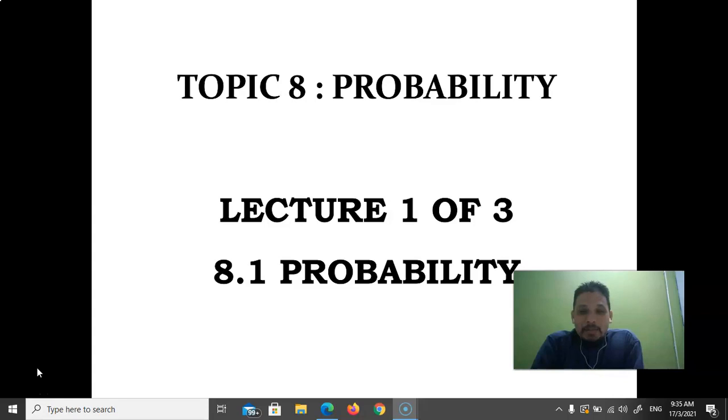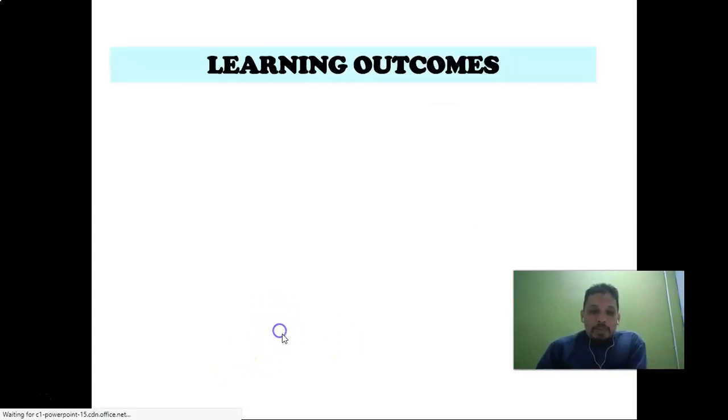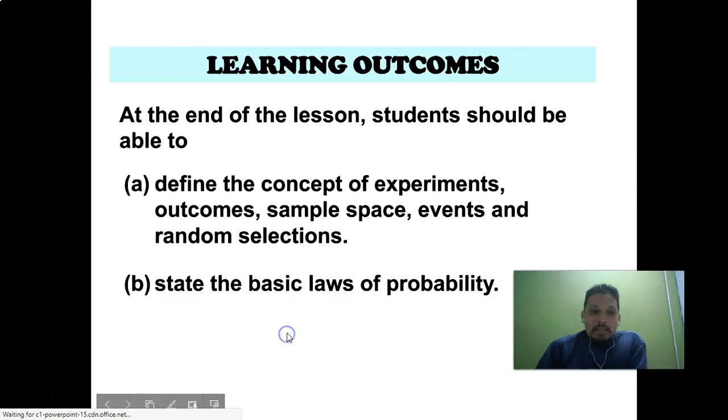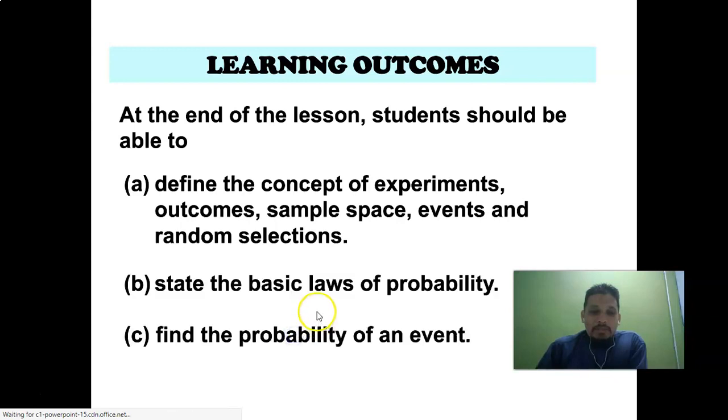Okay, so we have reached topic A, probability, in this semester, and let's begin our discussion on this topic with lecture 1 of 3 for the topic of 8.1 probability. Please refer to the handout that you have in your hands right now. We're going to define the concept of experiment, outcomes, the basic laws of probability, and find the probability of an event.